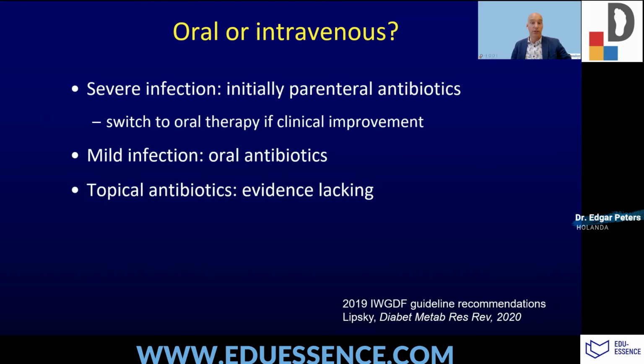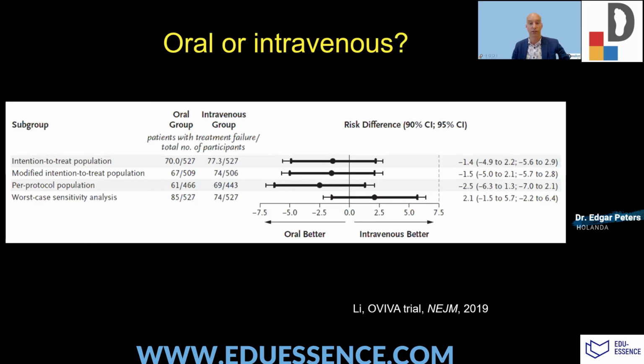Now, in case of severe infection, you usually treat parenterally first and then switch to oral. In case of mild infections, you can usually get away with oral antibiotics. And then, fortunately, we could not find any evidence for the administration of topical antibiotics. Should we always give intravenously in case of osteomyelitis?